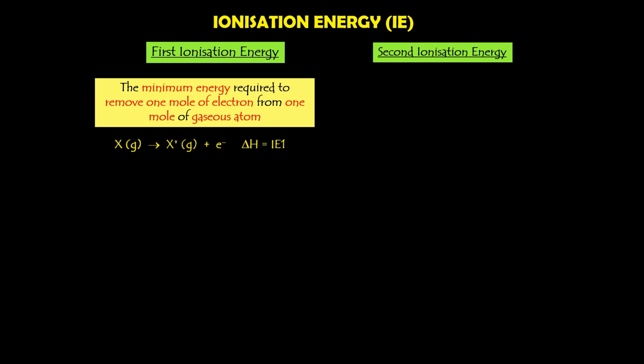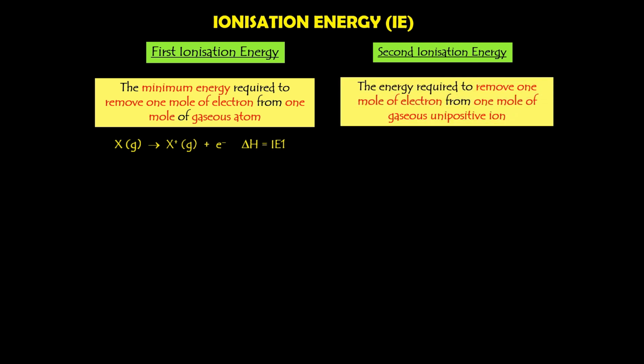The second ionization energy is the energy required to remove 1 mole of electrons from 1 mole of gaseous unipositive ions. The X+ ion in the gaseous state removes 1 electron to become X2+. Also in the gaseous state, the energy required for this process is called the second ionization energy. Please take note that the more difficult it is to remove the electrons, the more energy will be required for the process involved, meaning the higher the ionization energy.